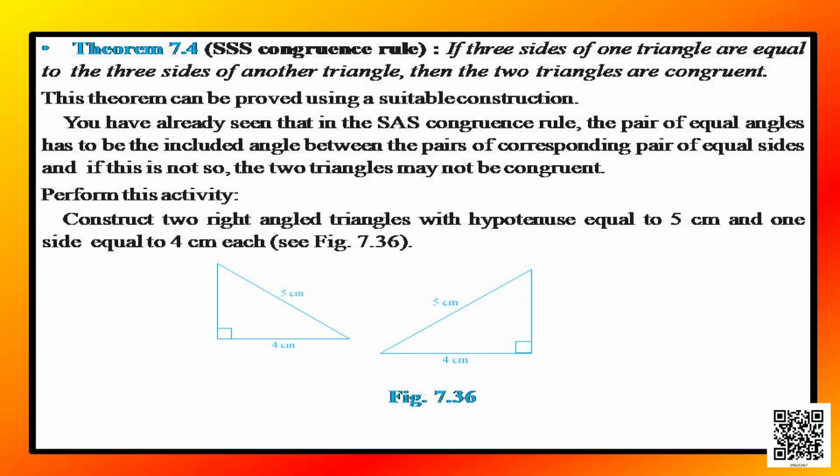So students, you have already seen that in the SAS congruence rule, the pair of equal angles has to be the included angle between the corresponding pair of equal sides, and if this is not so, the two triangles may not be congruent. Let us perform this activity. Let us construct two right angle triangles with hypotenuse equal to 5 centimeter and one side equal to 4 centimeter each. So, let me draw the diagram first.